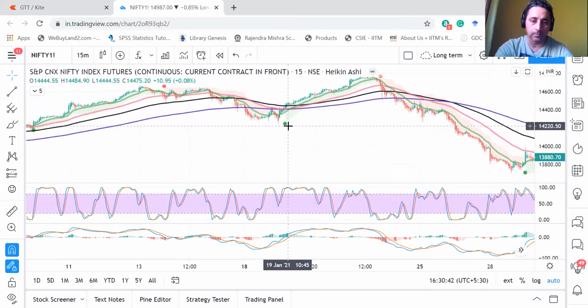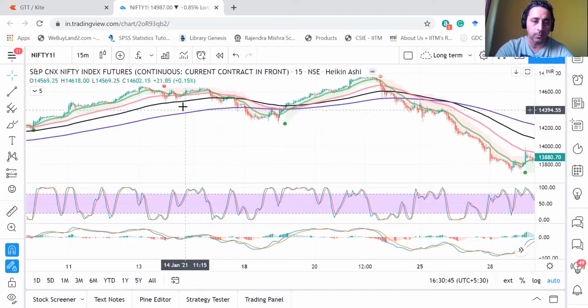So this is called a support. This bottom that was made is a support. These are also supports.